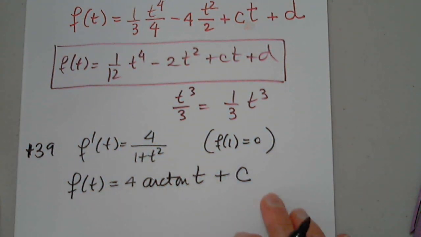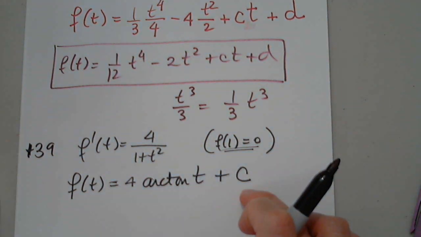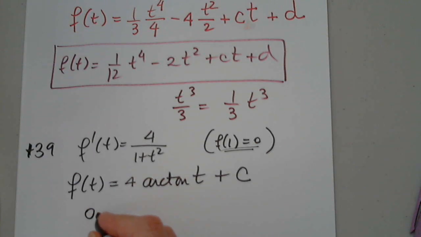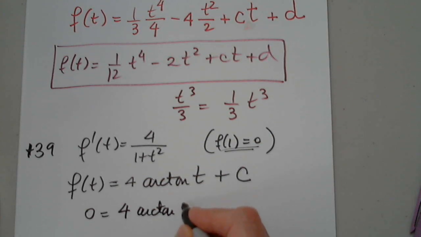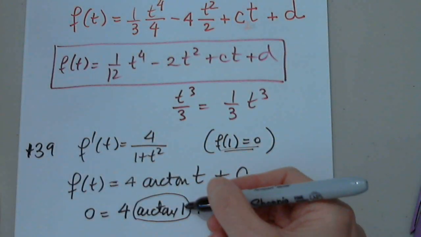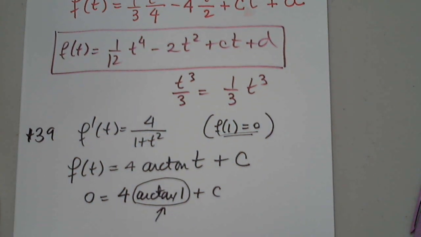So this is the most general antiderivative, but since we have this condition, this will enable us to find c. It says that f of 1 is 0 when I plug in 1 in here. So 4 arctangent 1 plus c. Now we have to discover or remember what angle has tangent 1, because I have to replace this by that angle.